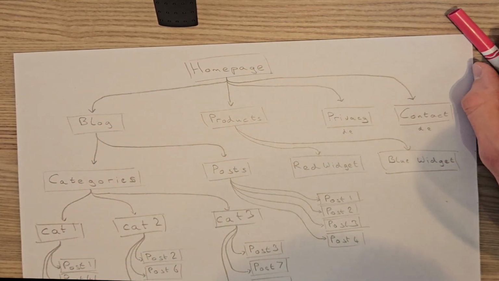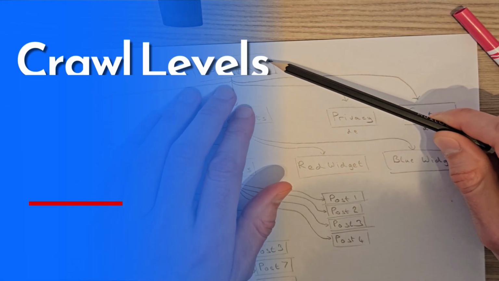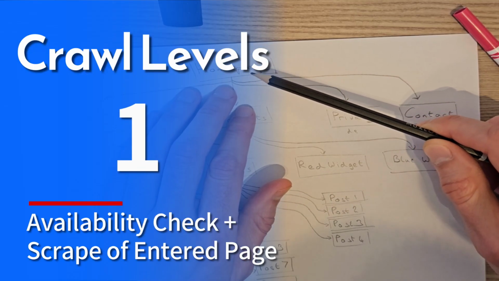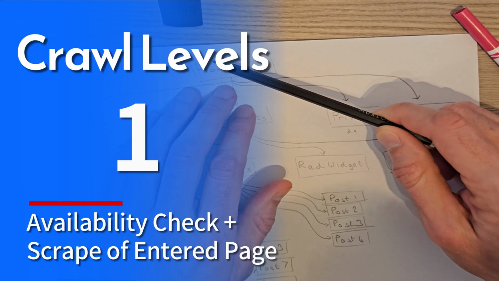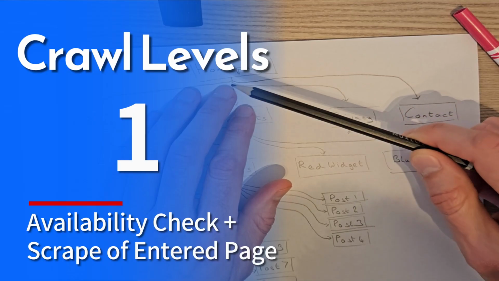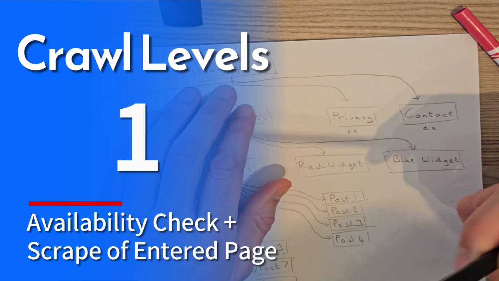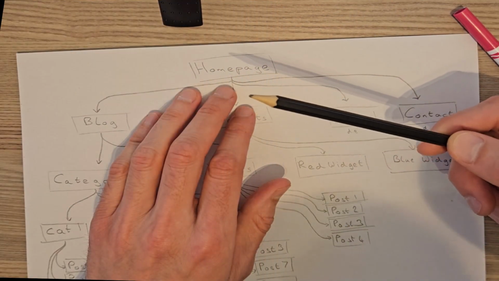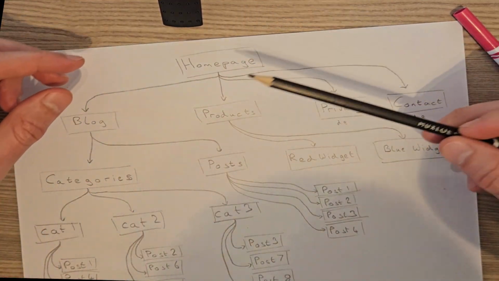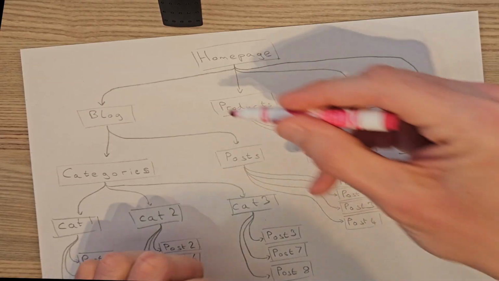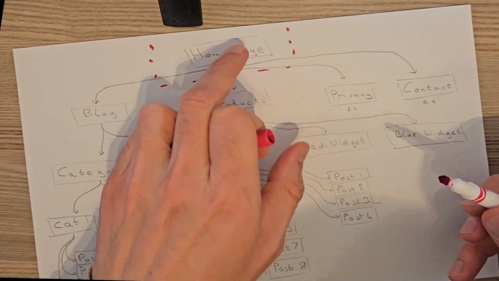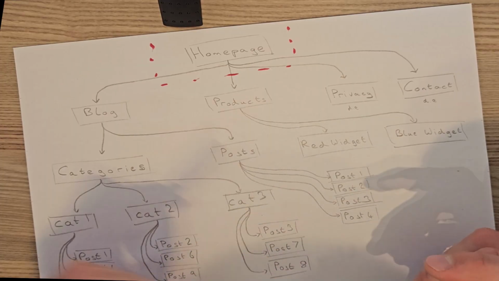Now, if you have your crawl levels set as 1, it will still check the availability of the domain that you enter, but then it will also look all through the homepage to find other websites that it links to, and then it will check the availability of those domains. So that would be your level 1, is your entered page or your home page.